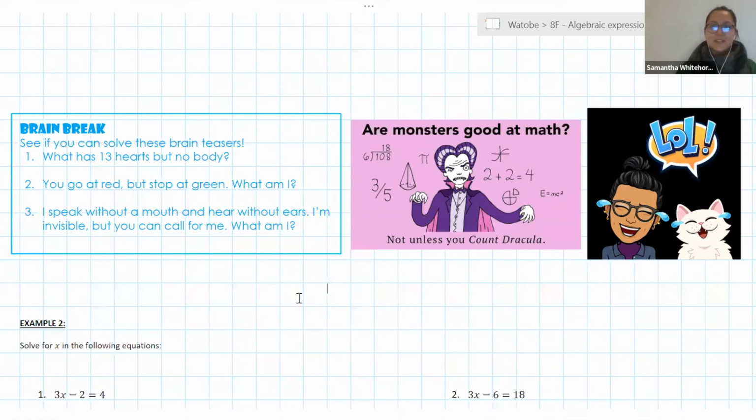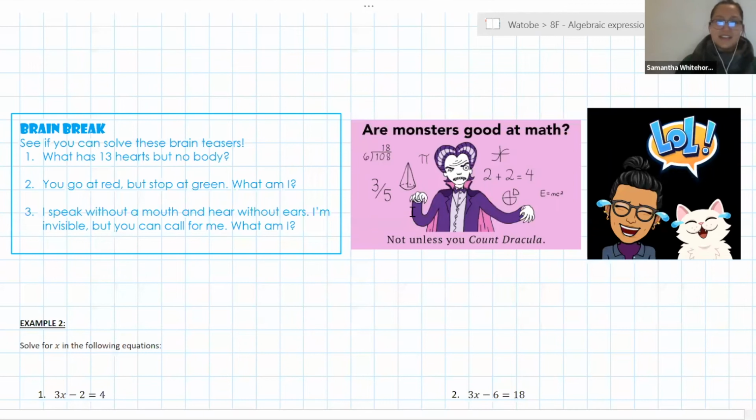Okay, so watermelon, you go at red because you eat the red part, but then you stop at the green rind bit. So watermelon. Well done, guys. You're much better at this than me. I'm shocking at these. I don't like when we do these at school because I'm not good.